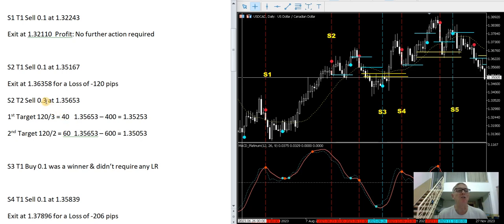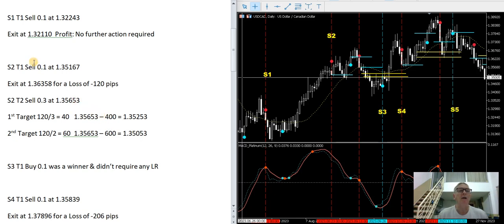Because remember, this position is 3 times bigger than that. So 120 divided by 3 equals 40 pips. My entry price is 135,653. Now remember, if you look at this, that's 65.3 pips. So I want to take away 40 pips.